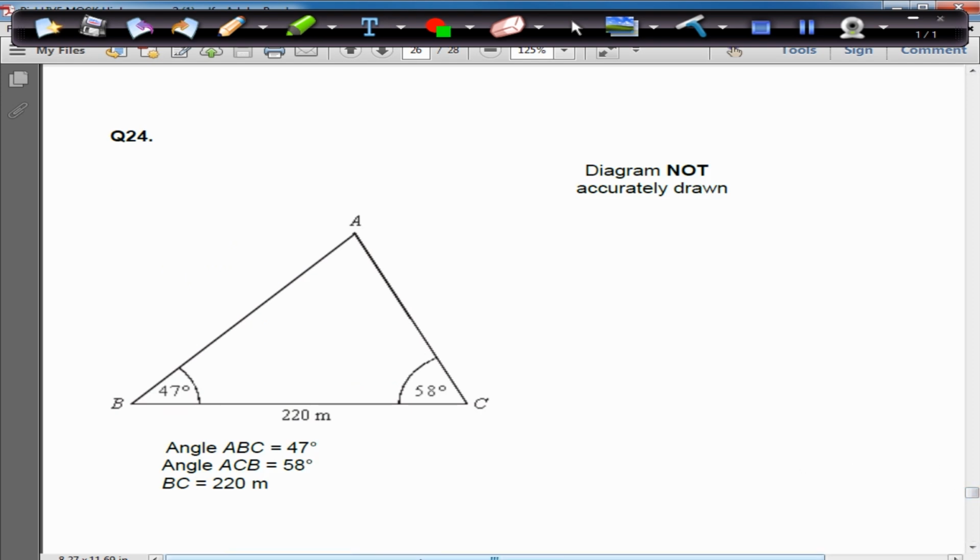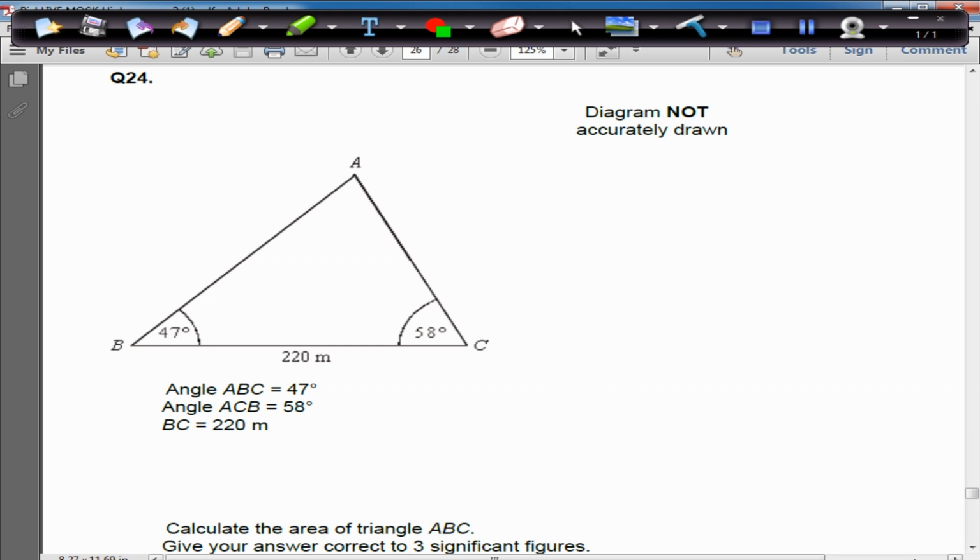Okay, question number 24. What's an important word in this particular question? An important word in this question is diagram not accurate. That means do not start measuring things. Now, they've given us a triangle ABC, a non-right angle triangle, and they've given us some angles and some lengths, and they want us to work out the area of this triangle. To work out the area, we need to know a length and another length, and we need to know the angle in between them.